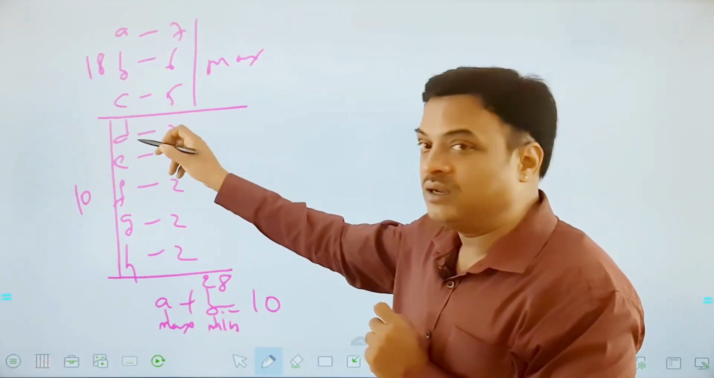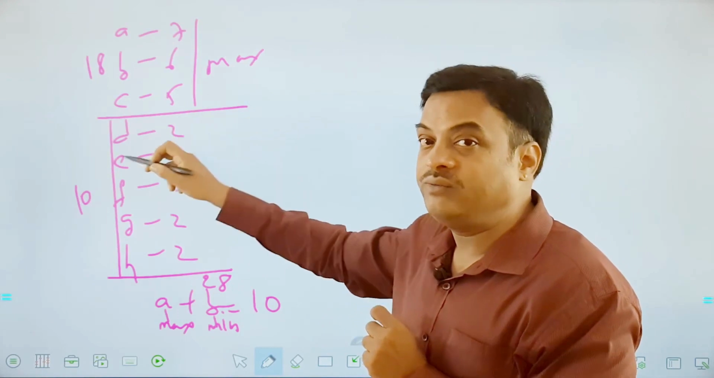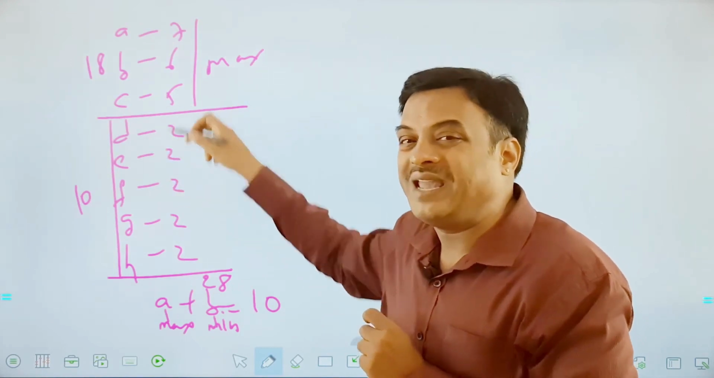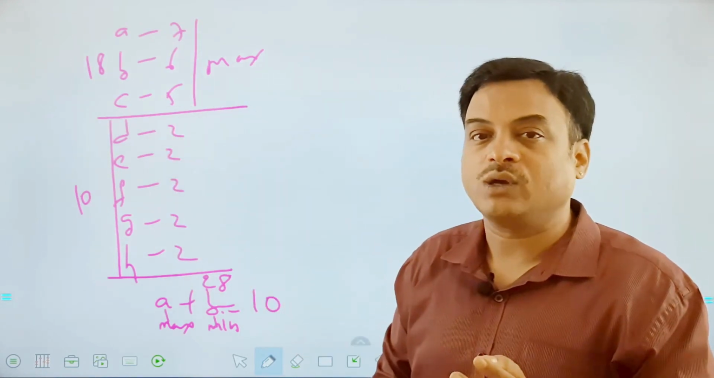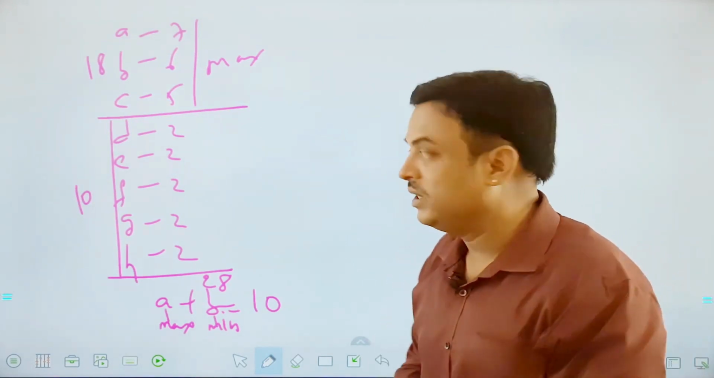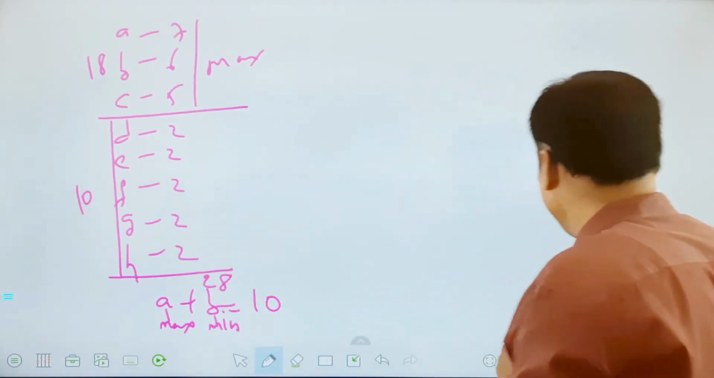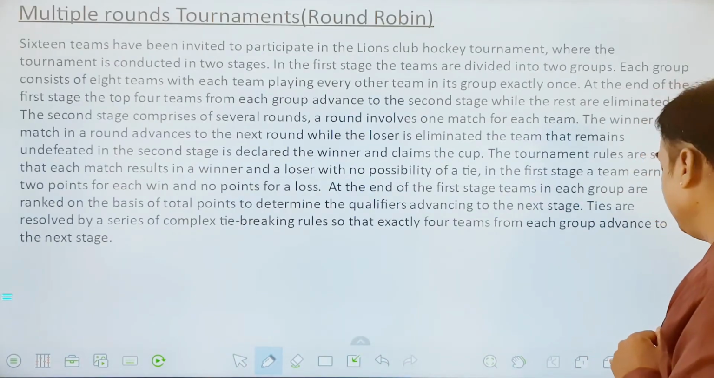I cannot particularly say that D will be assured to go to the next round, or that E will be assured to go to the next round. It could be any of the 5 on the basis of the tie-up rule, whichever is there in the directions. Is that clear, all of you? So I cannot assure.